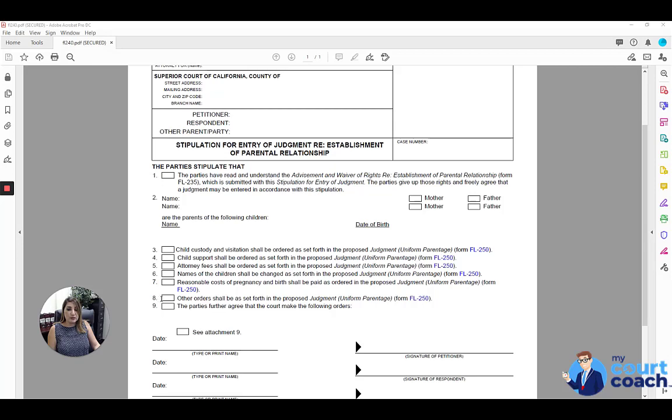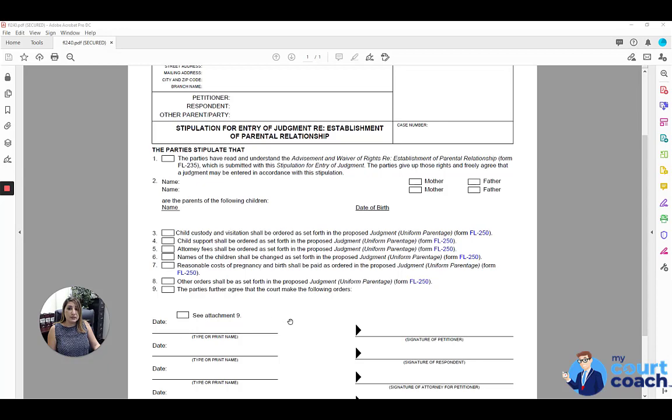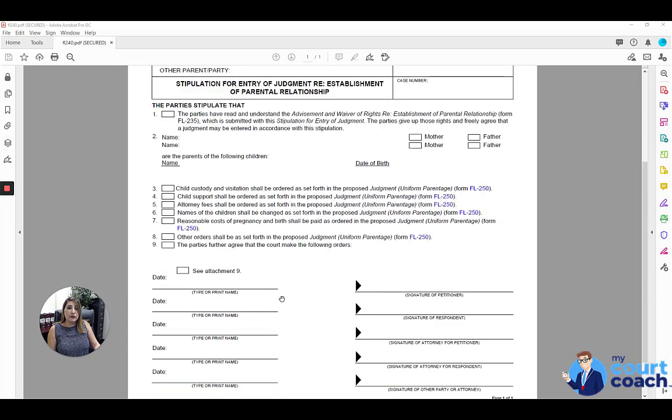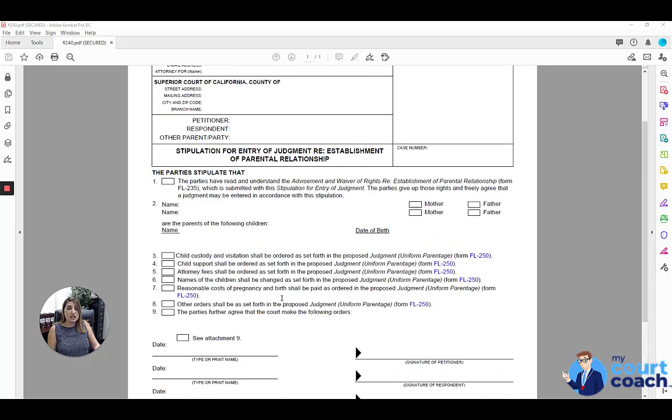If your proposed judgment includes any other orders that are not specified above, mark box eight. And whatever those orders are, you want to specify below in nine. If this is not enough space, you can always include an additional page as an attachment and expand on that. Then you want to type each party's name below and then have them sign and date. And then this form is ready to submit as part of your final judgment package.